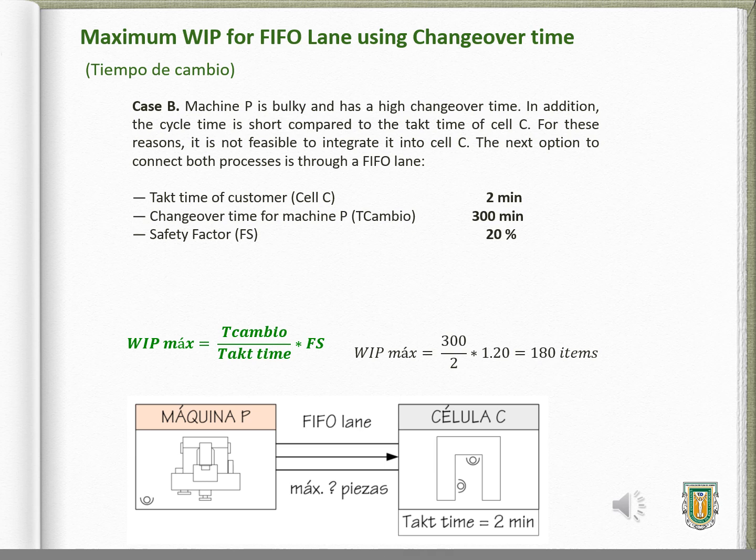Now, for case B, we will use the changeover time to estimate the maximum WIP. Machine P is bulky and has a high changeover time. In addition, the cycle time is short compared to the talk time of cell C. For these reasons, it is not feasible to integrate it into cell C. The next option to connect both processes is through a FIFO lane. The talk time of customer cell C is 2 minutes. The changeover time for Machine P is equal to 300 minutes. The safety factor is 20%.